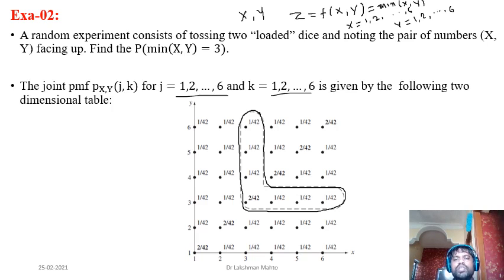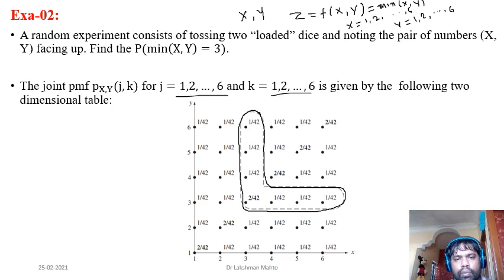Now the question is: what is the probability that the minimum of x, y equals 3? So you have to find the probability of this L-shaped area. What you do is just sum it up, then you will get your desired probability. You sum up the joint probabilities along this L shape, and that gives the desired probability.